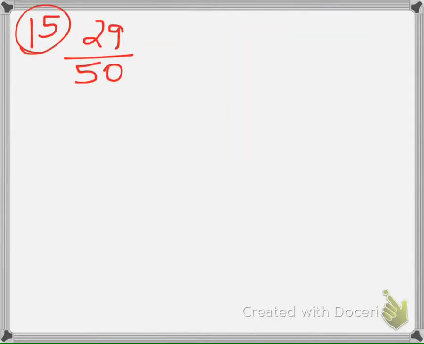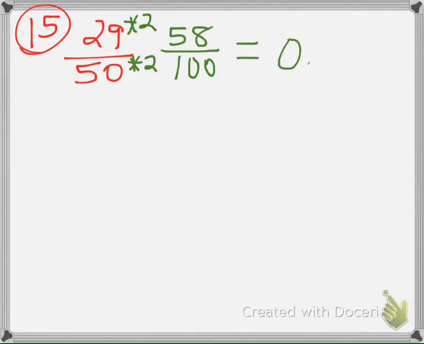Okay, and then we have 29/50. So the best way to do this is I would put it over 100. So you know 29/50ths, if you multiply by 2, you would have 100. So if we multiply this times 2, we would have 58 hundredths. So now I would just write that as a decimal. 58 hundredths would be 0.58.